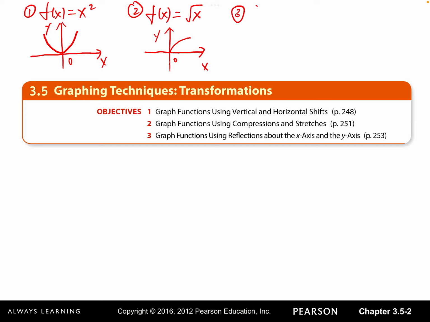And the number 3 we learned from 3.4 is called the cube function. f of x equals x to the third power, the cube function. So what does the graph look like for the cube function? It's in the first and the third quadrant, and the curve is towards the y-axis. This is the graph for the cube function.